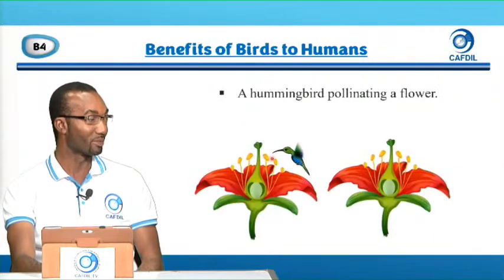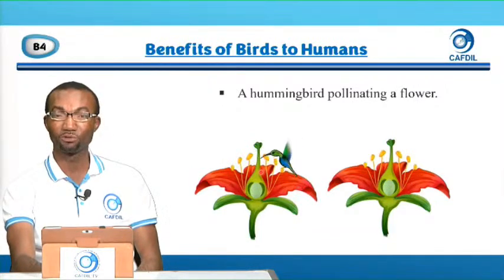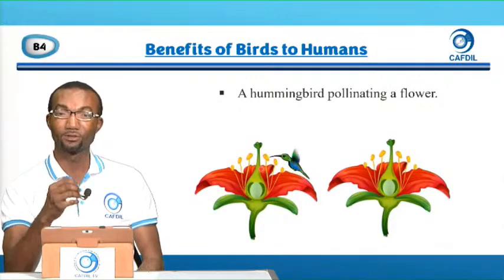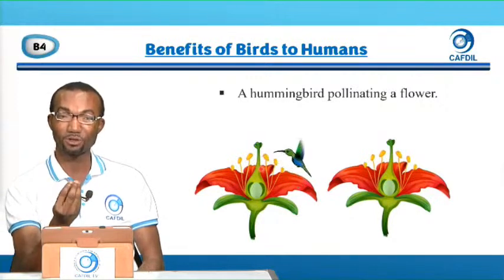So this is a hummingbird, and this bird flies backwards. So this is a hummingbird pollinating a flower. They don't go there with the main aim of pollinating a flower, but as we saw with insects, they visit a flower to suck the nectar. That's a substance made of water and sugar.